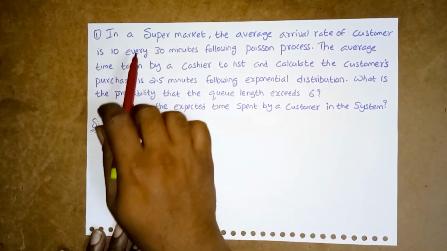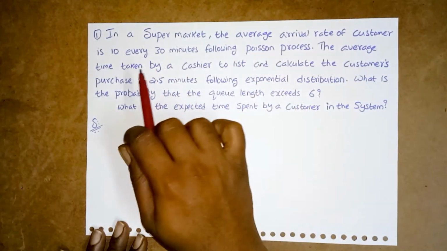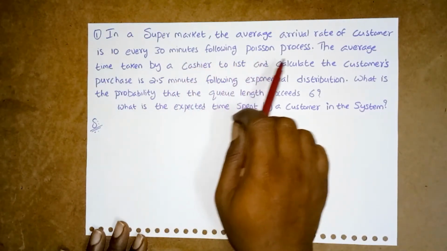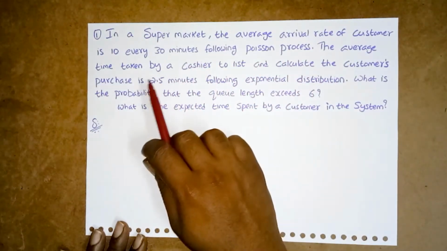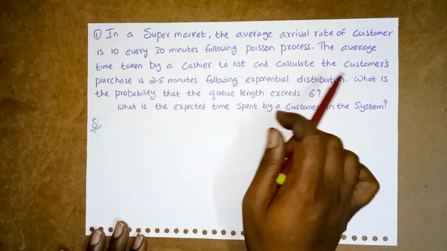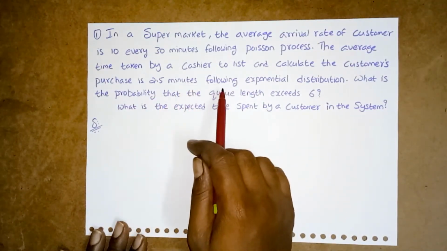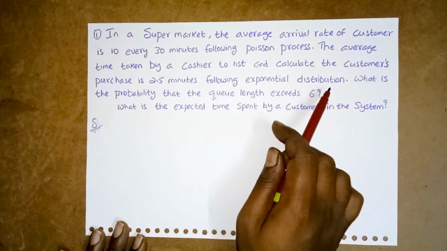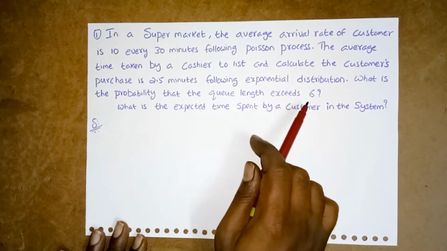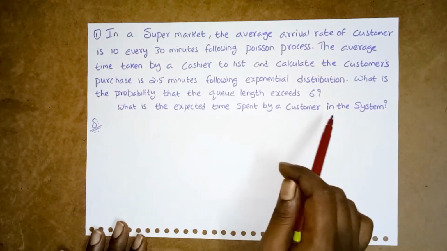I'll read it. In a supermarket, the average arrival rate of customers is 10 every 30 minutes, following a Poisson process. The average time taken by a cashier to list and calculate the customer's purchase is 2.5 minutes, following an exponential distribution. What is the probability that the queue length exceeds 6? What is the expected time spent by a customer in the system?